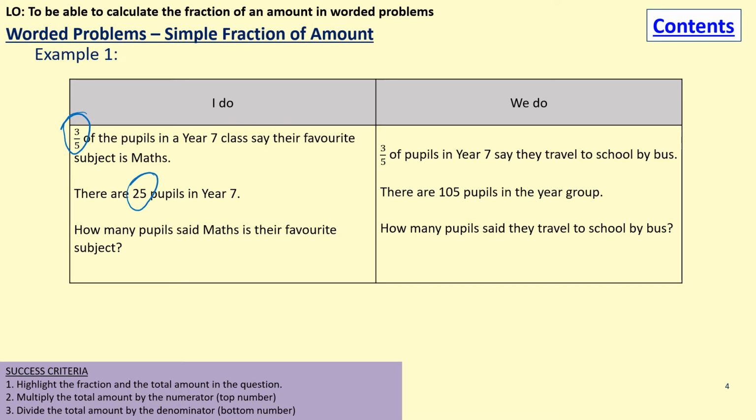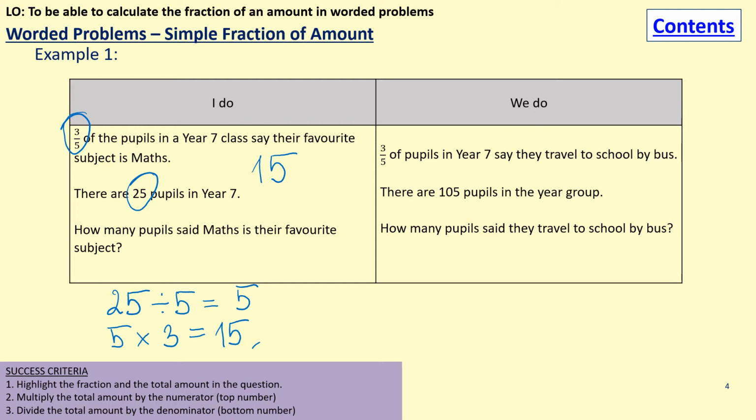Multiply the total amount by numerator, so the top number, and then divide total amount by the denominator, which is the top and bottom number. So what I'm actually finding is 3/5 of 25. So what I have to do is 25 divide by the bottom, which is 5, and then times that 5 by the top, 15. So the answer is 15 students said maths is their favorite subject.